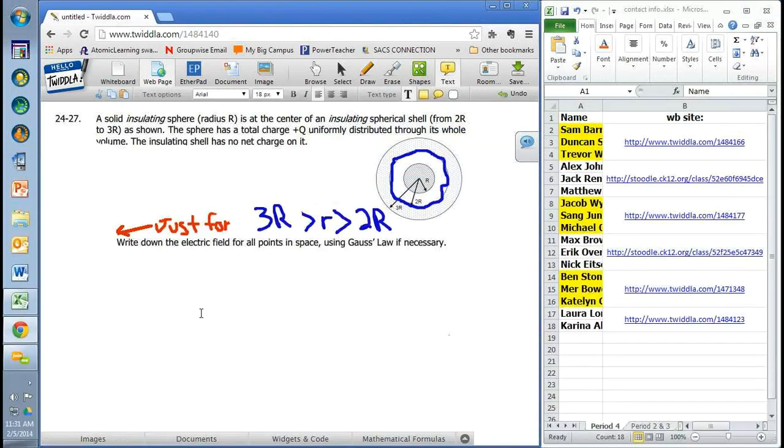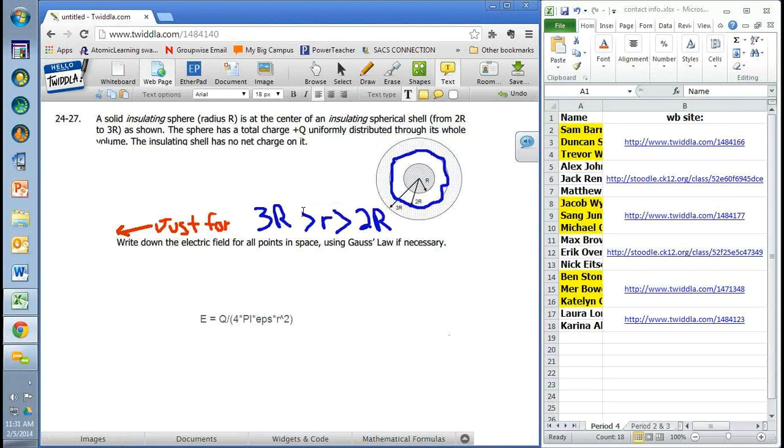And so for this one, what we got was the E field is going to be equal to the charge enclosed, which is Q, divided by basically the area times the epsilon naught. So it's going to be 4 times pi times epsilon naught times r squared. Any questions on that one?